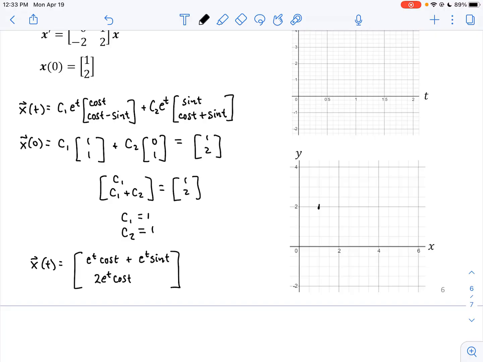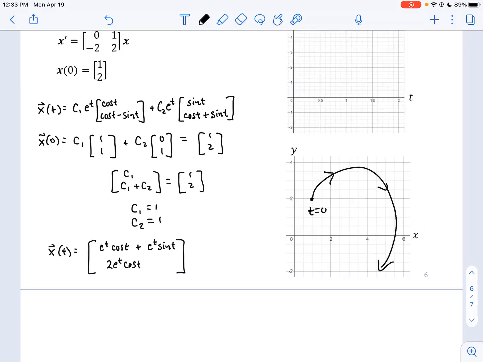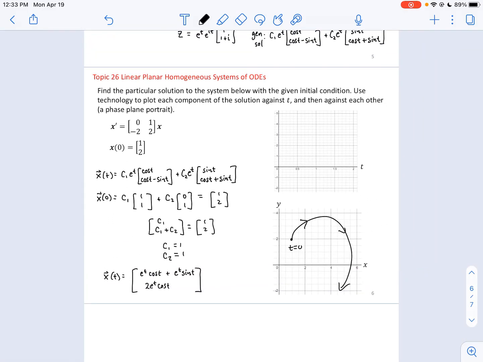Okay, so we started at 1, 2 right here, and then we had some sort of spiral thing. Oops, the arrows matter. This was at time 0 where we started, and we move in that clockwise direction. Okay, and this concludes this topic 26 lecture on linear planar homogeneous systems of ODEs.